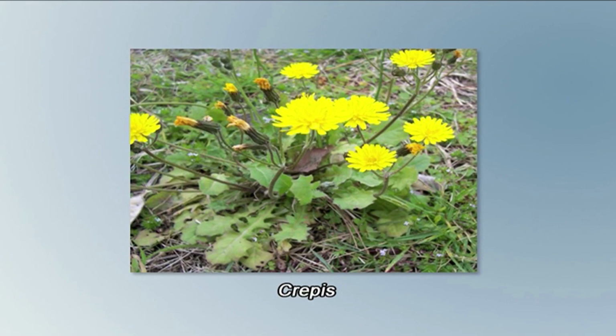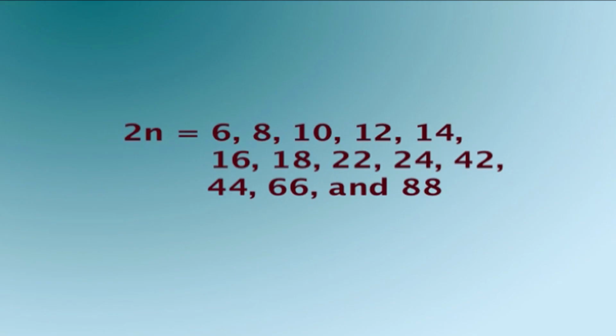And in Crepis, 2n=6, 8, 10, 12, 14, 16, 18, 22, 24, 42, 44, 66, 88 and some other numbers with less obvious clustering. Where the numbers bear no obvious relation to a particular series of ploidy levels, the term dysploidy may be used.